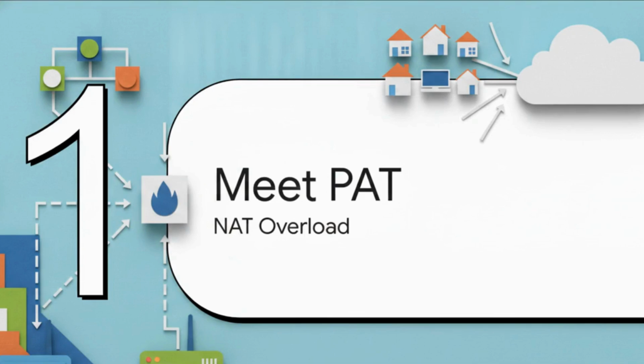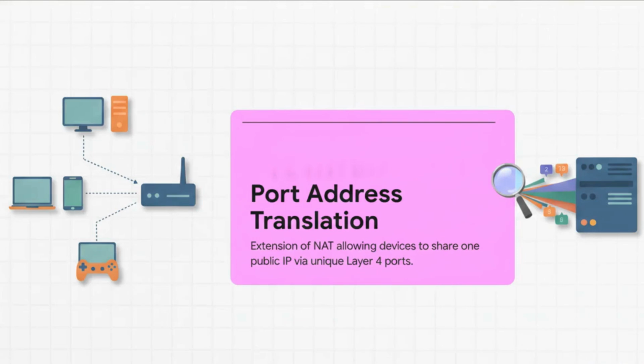Okay, Section 1. Meet PAT, also known as NAT overload. Meet the absolute protagonist of our explainer, Port Address Translation, or PAT. Now, PAT is basically an extension of Network Address Translation, NAT, and its whole job, its entire purpose, is to allow multiple devices on a private network to share a single public IP address.